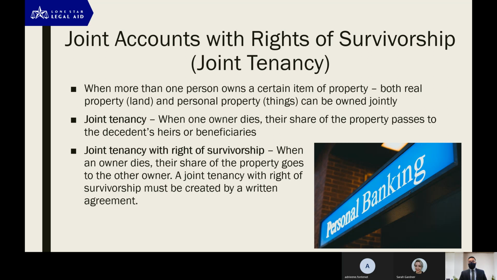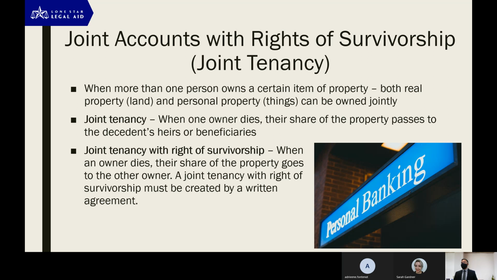All right, so those are motor vehicle TODs. Something else: joint accounts with rights of survivorship or joint tenancies. So these are when one or more persons own a certain item of property. This can be real property like land, or personal property, some sort of object or account, and they can be owned jointly. A joint tenancy is when one owner dies and their share of the property passes to the decedent's heirs or beneficiaries. A joint tenancy with right of survivorship is when an owner dies, the share of the property goes to the other owner.